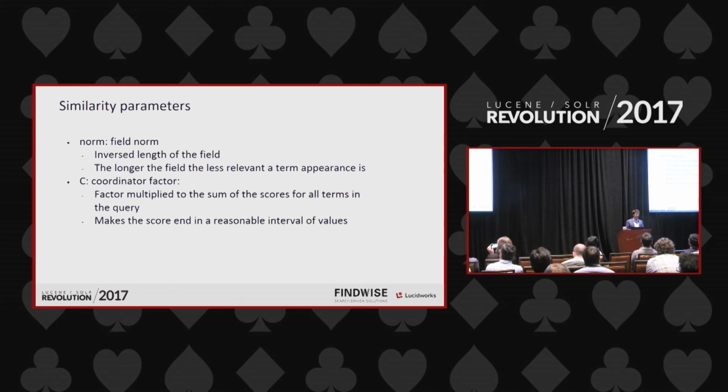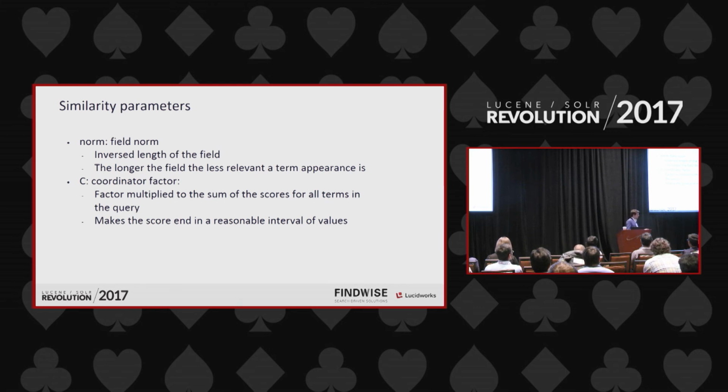But the first one is the field norm. Depending on how long our field is, probably the term frequency is not going to affect our relevance as much. Obviously, a term appearing in a book is not going to be as important as a term appearing in the title of the book. So we apply that to kind of scale down the term frequency.